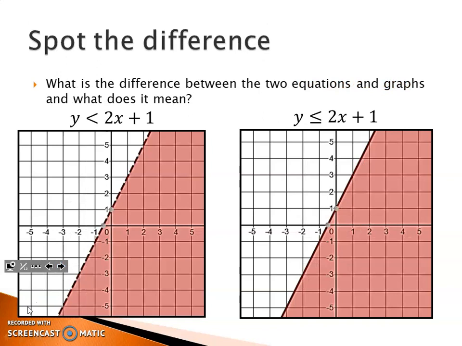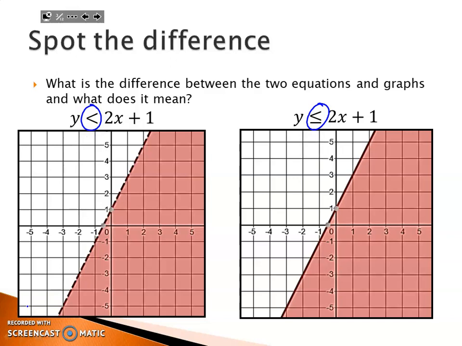Okay? Now, next thing that we need to spot the difference between. I've got y less than 2x plus 1, and that looks like this graph right here. Then I also have y less than or equal to 2x plus 1, and that looks like this graph here. So equation-wise, this is a less than sign, and this is a less than or equal to. So what's the difference between those two? Well, for this one, we have just a less than. We're not including it. For this one, we have a less than or equal to.